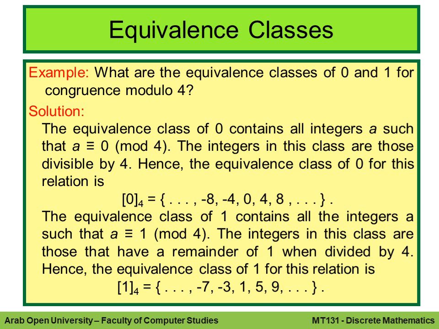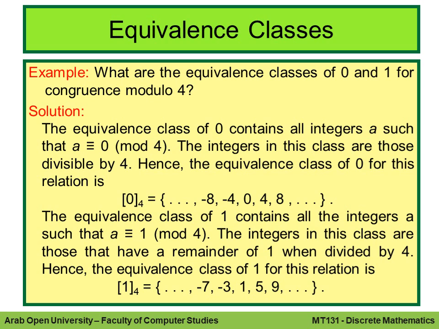The class of 0 in the congruence mod 4 are all the numbers that are congruent to 0. So that means that those numbers are divisible by 4. All the numbers A that are congruent to 0, that means they are divisible by 4. So here is the class of 0. It includes all the multiples of 4. It includes 0, 4, 8, and also the negative numbers, all the numbers that are divisible by 4.